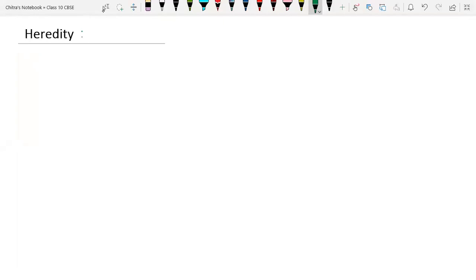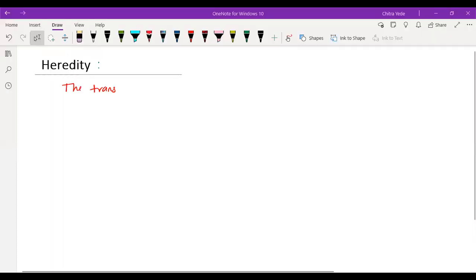What does heredity mean? Heredity means the transfer of genetic characters from one generation to the next through genes. I'm going to write the definition first. What is heredity? The transfer of genetic characters from one generation to the next.